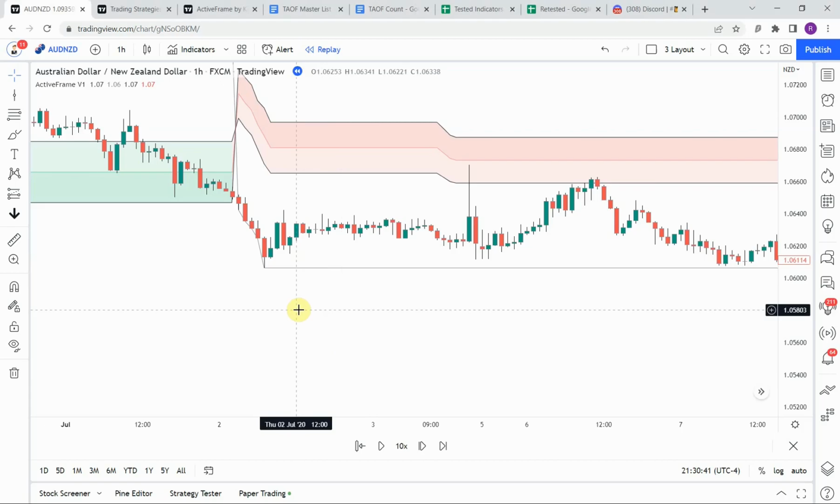Today we will be doing an advanced testing of the active frame indicator.